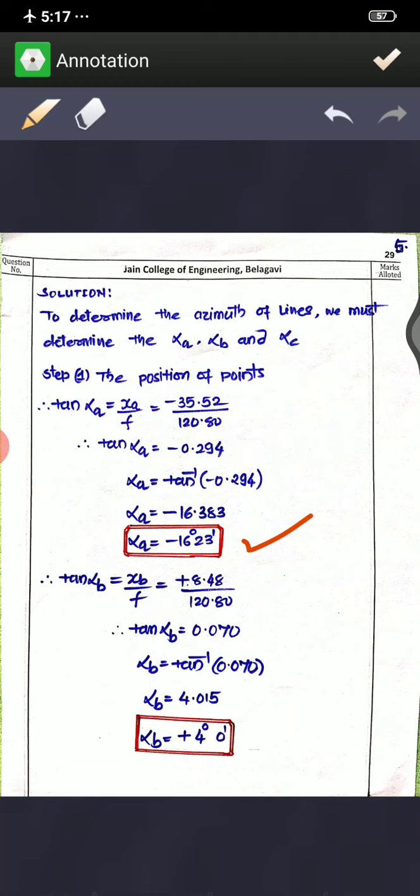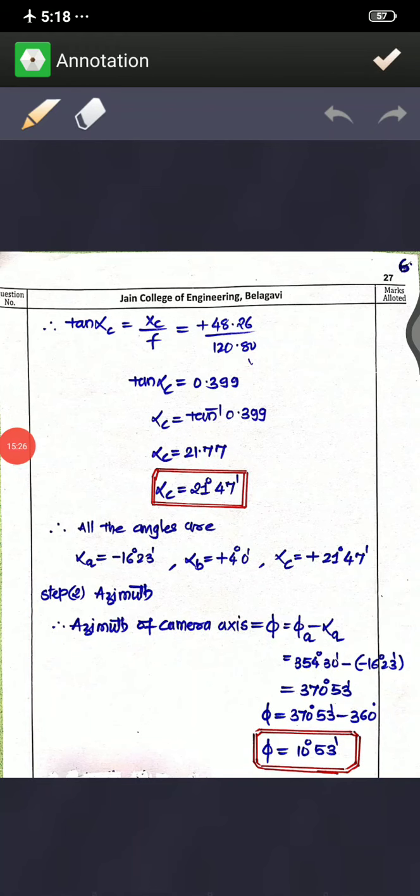Now to get alpha B, tan alpha B is equal to XB by f. That XB is known, it is given in the problem, and f is also known. So XB is positive 8.48 divided by 120.80. Then tan alpha B is equal to 0.070, so alpha B is equal to tan inverse of 0.070. Alpha B is 4.015. If you convert to degrees, alpha B is equal to 4 degree 1 minute.